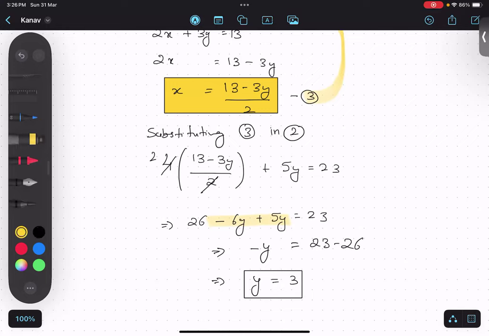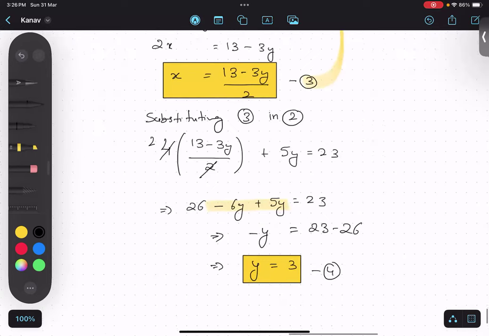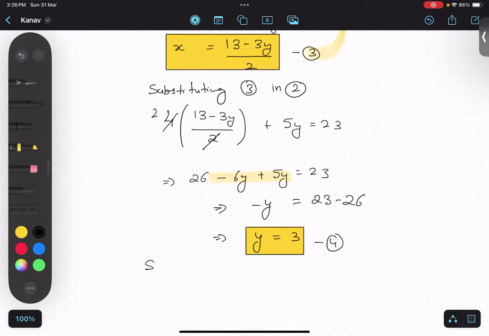Any doubt as of now? No. Now, where should I substitute this equation? This is my fourth equation. Third. Very good. Substituting 4 in 3.